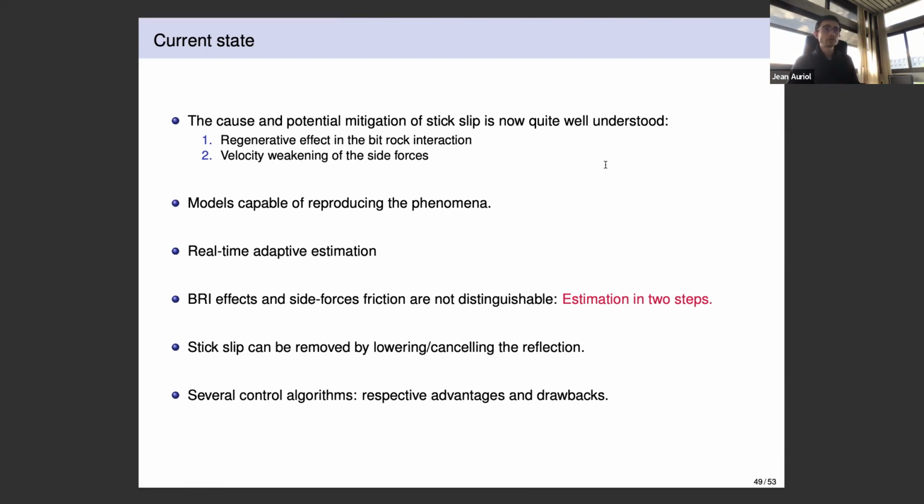From a control point of view, you can reduce the stick slip by cancelling the reflection terms and using improved PI control laws at top torque and Z torque. But we have also been able to derive specific control laws for distributed parameter systems that have some advantages in terms of performance, but some drawbacks in terms of implementation and control effort. And so for them, we need to pursue further investigation.